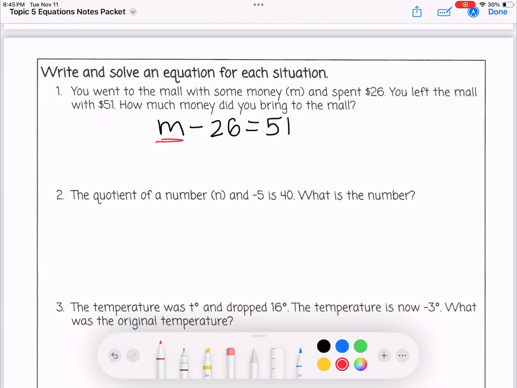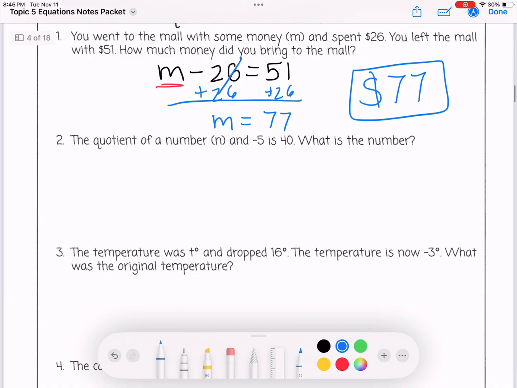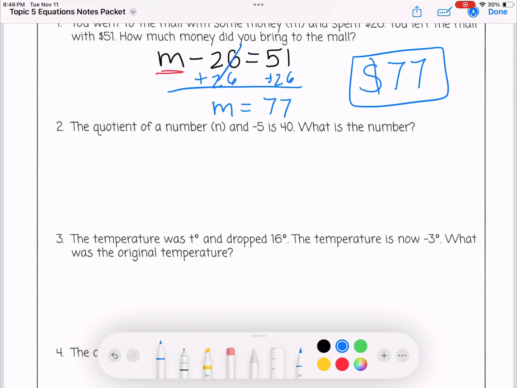That would be my equation, and now I need to solve it by doing the inverse of subtracting 26, which would be to add 26 to both sides. Because I want the M by itself. So I add 26 on the left, add 26 on the right, those cancel, and I'm left with M equals 77. So how much money did I bring with me to the mall? I brought $77.